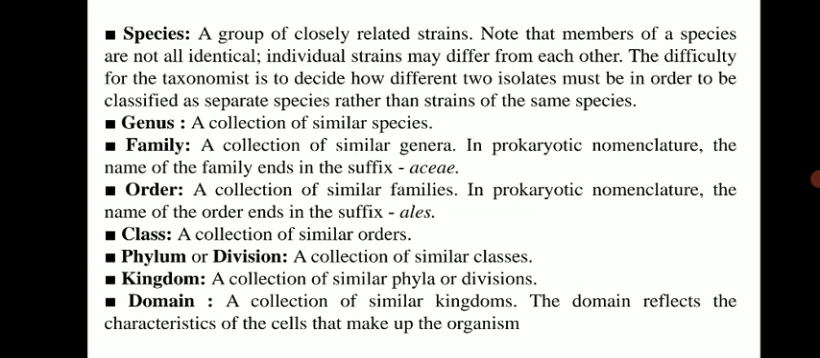The next category is class. It is a collection of similar orders. Then phylum or division is a collection of similar classes. The next is kingdom, a collection of similar phyla or divisions. And lastly domain. It is the highest taxonomic rank or category, and the domain means a collection of similar kingdoms, and the domain reflects characteristics of the cells that make up an organism. So these are the several taxonomic categories.